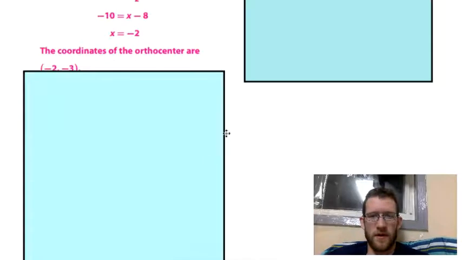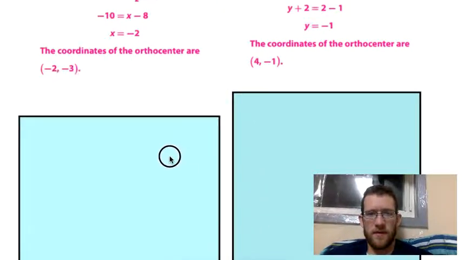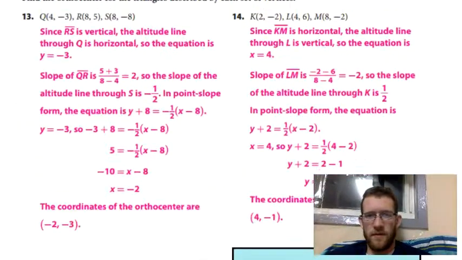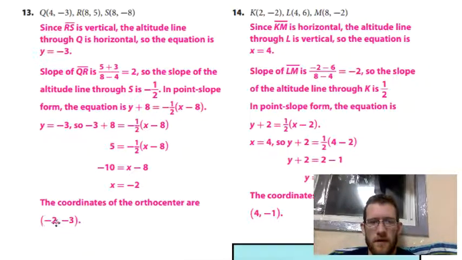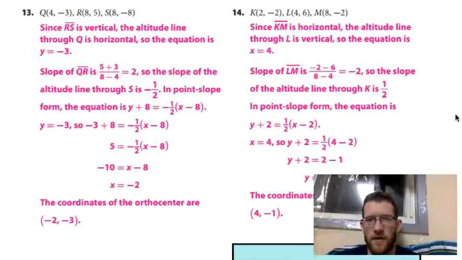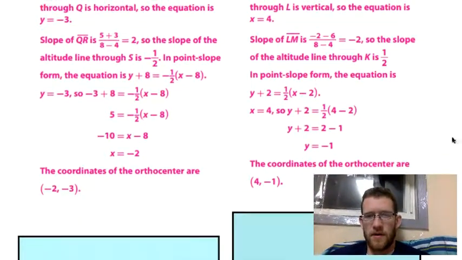I'm not going to go through these, but I'll just show the answers. This one comes out to (-2, -3). And this one comes out to (4, -1).